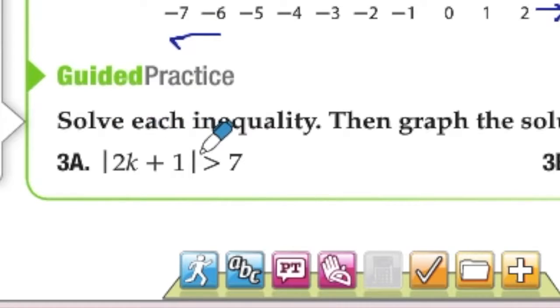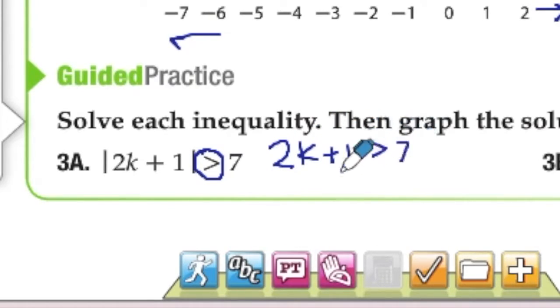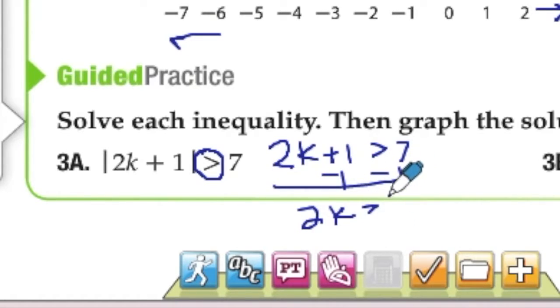So we have an inequality involving absolute values and a greater than symbol. The first thing we're going to assume is what's inside of the absolute values is non-negative. So 2k plus 1 is greater than 7, minus 1, minus 1, 2k is greater than 6, divide by 2, and we get k is greater than 3. Okay, so let me show my work there. It's not wanting to show there, but you get the picture.